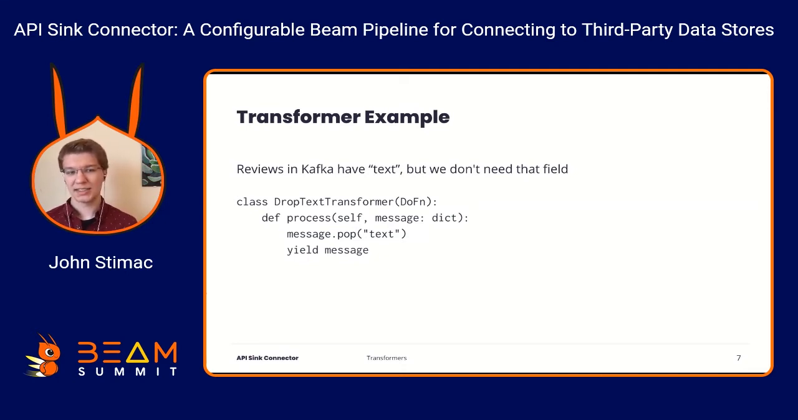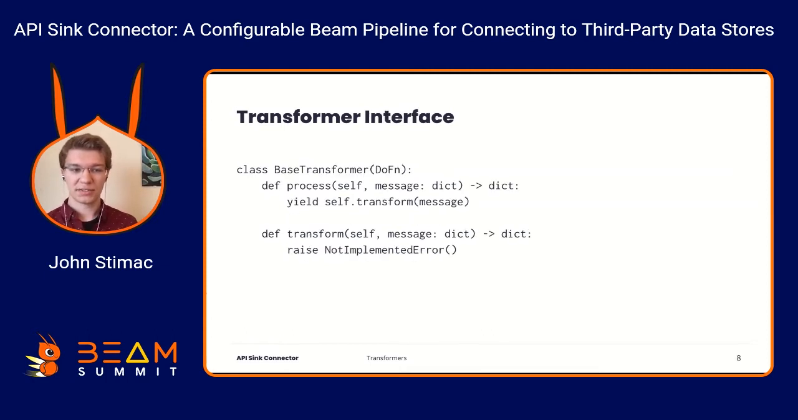So what we want to do is take this and simplify it, so developers who have never worked with Beam before don't have to learn about Beam in order to just remove the text field from a message. So we turn this into a generic interface. We define this base transformer class, which defines the process method. And it calls just a simple transform method. And all the transform method has to do is actually change the payload. So if you were a developer who wanted to write a transformer to remove the text field from a message, all you'd have to do is inherit from this class and define a transform method. You don't have to know about how Beam works internally.